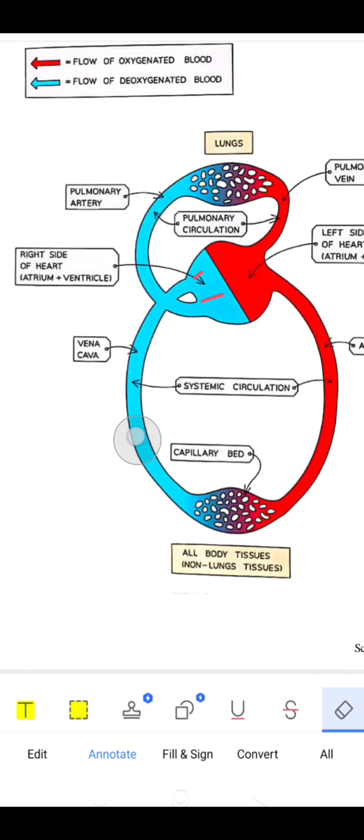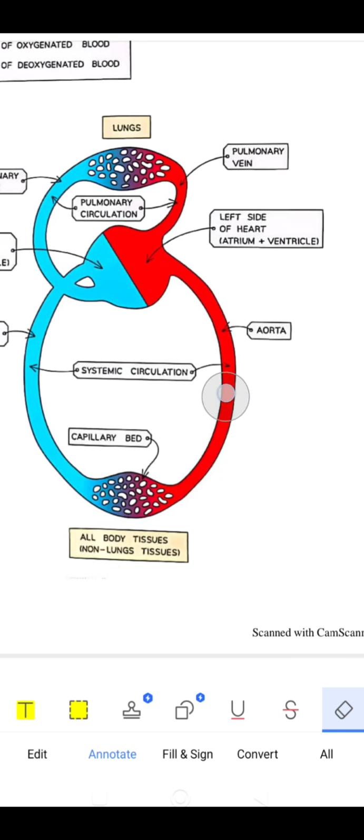Once the deoxygenated blood is received by the right side of the heart from all over the body. This is the deoxygenated blood from all over the body, and it will enter into the right side of the heart. Now there is the oxygenated blood, and this oxygenated blood is received through the lungs. It is coming from the lungs, and it will enter into the left side of the heart.